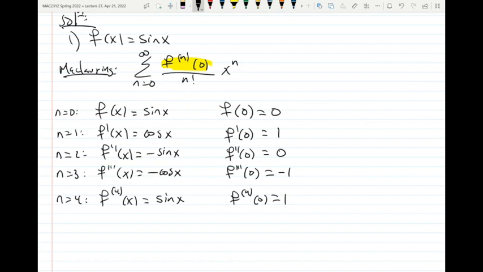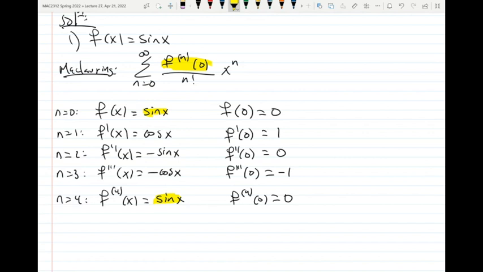Yes? Why is sine 1? I don't know. The fourth derivative, is it? You mean this one, right? So the point is that now this is the same as this, okay? So now the cycle is going to repeat itself.